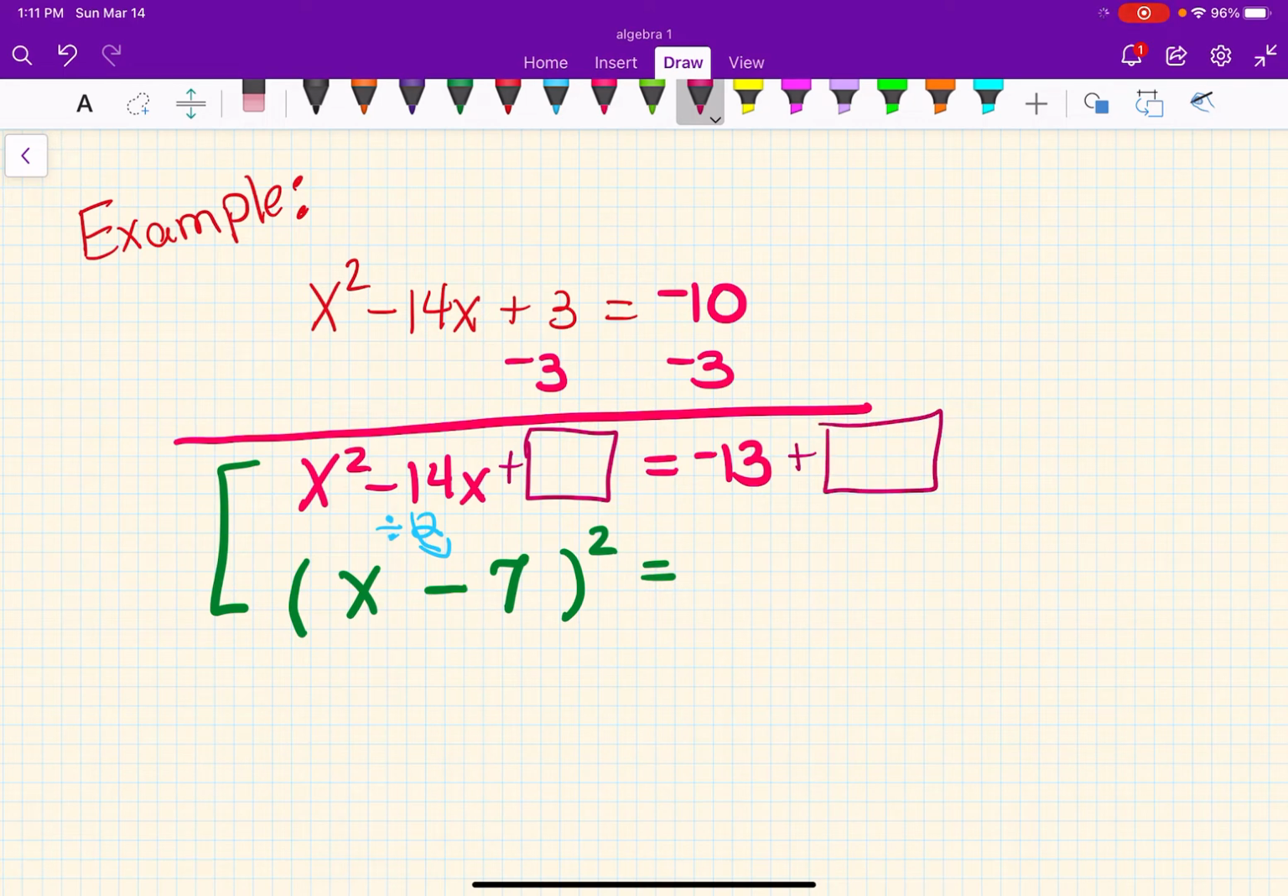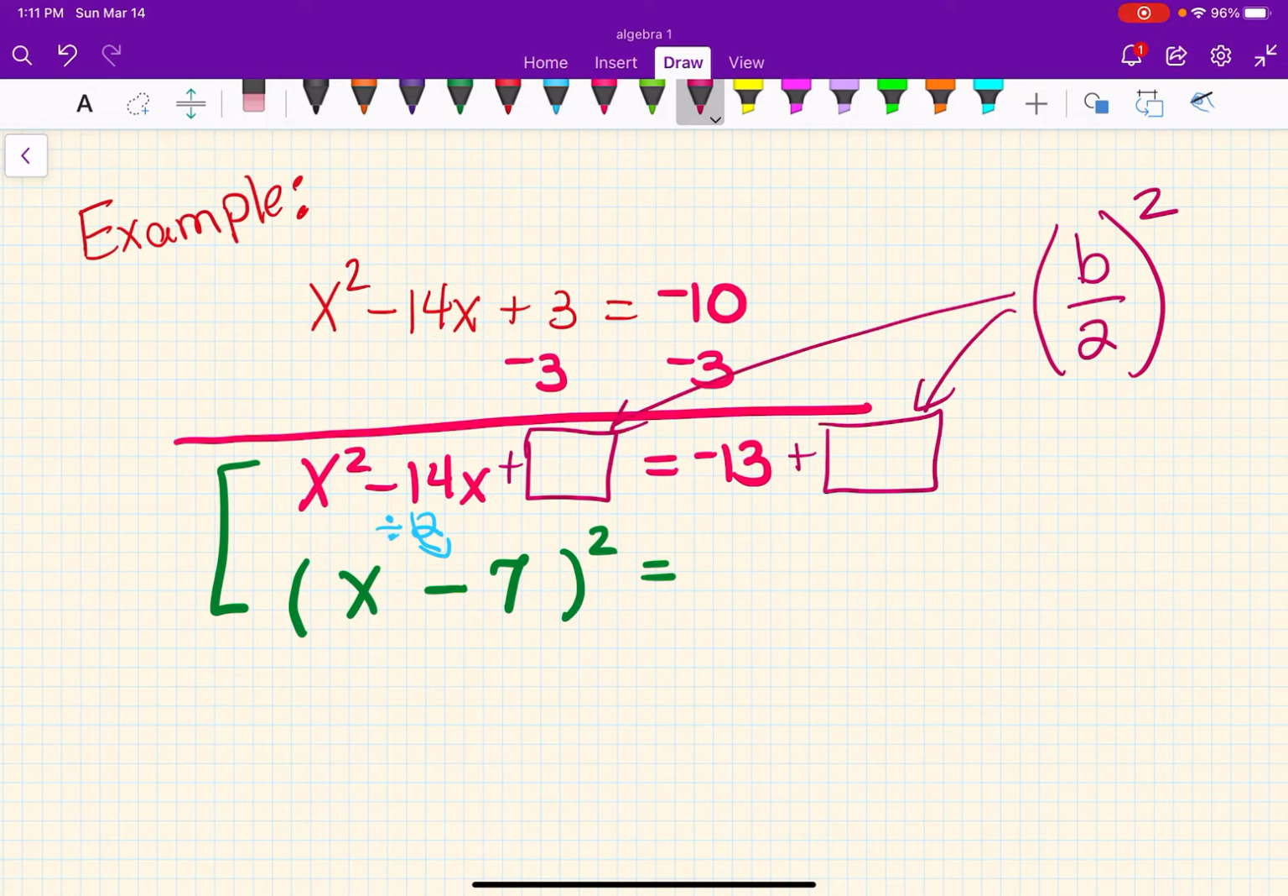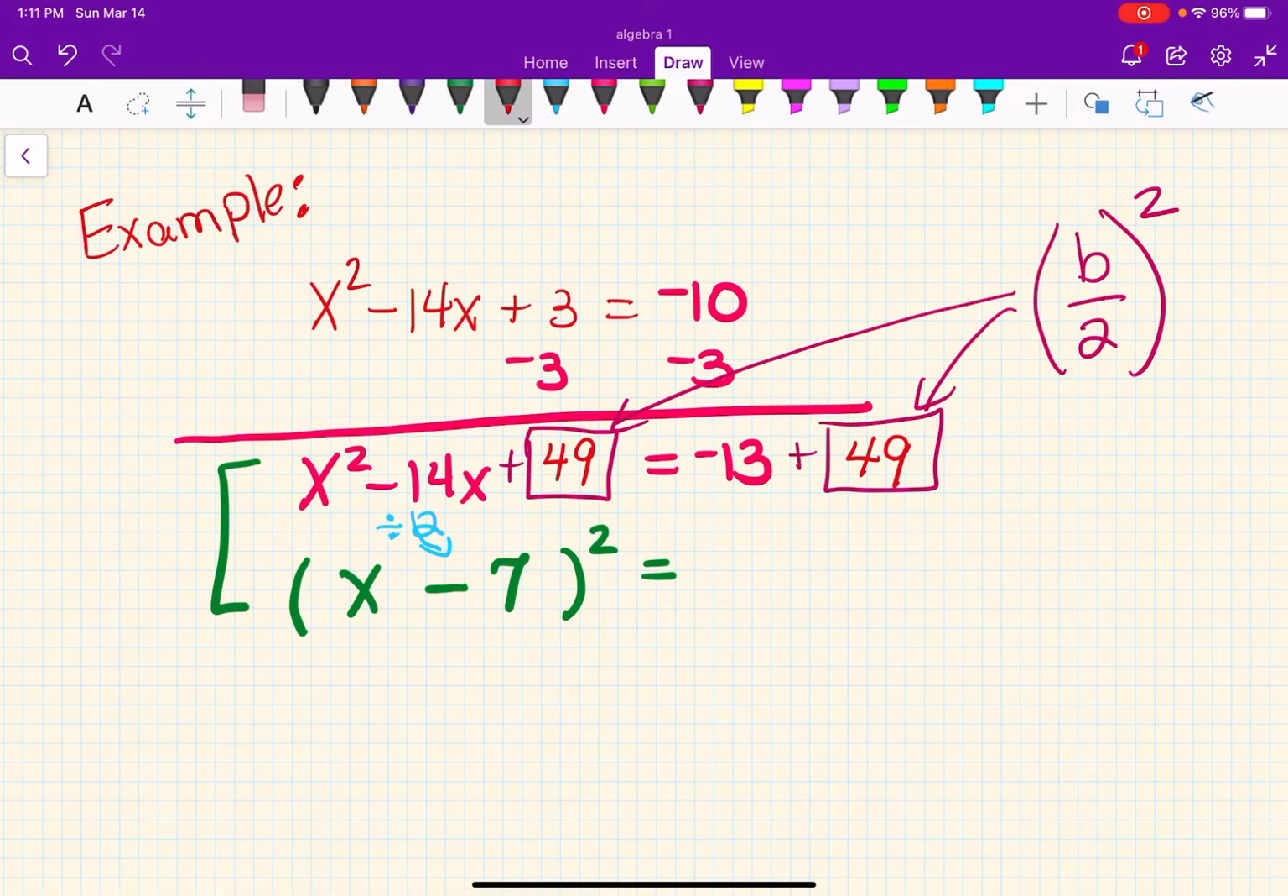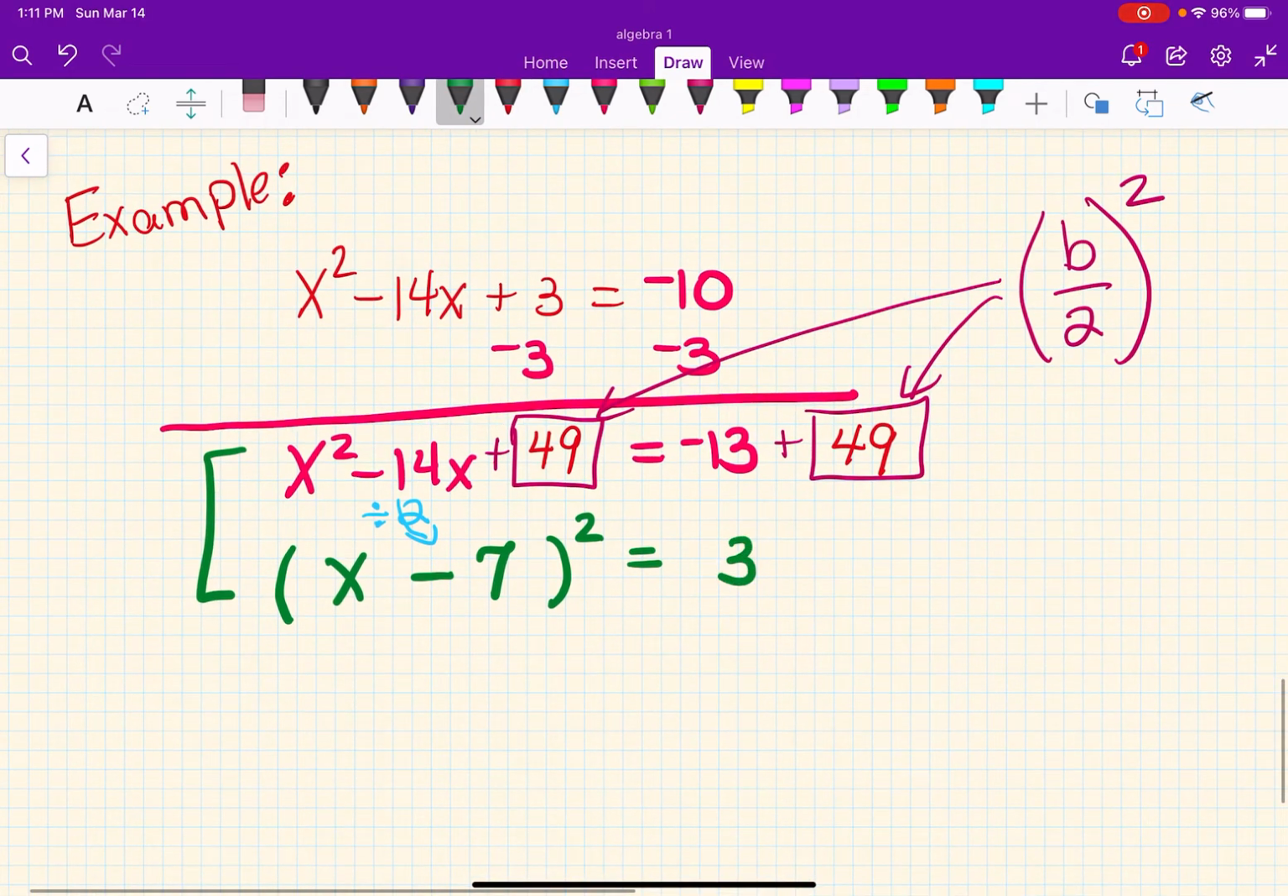Now what goes in the boxes is, after we half b, we're going to square it. And so I say things like this: half b, square it, put it in the boxes. Okay, so half of b was negative 7. We wrote that down. Now square negative 7. Now be careful. Negative 7 times negative 7 is positive 49. Every time you put something in the box, it's going to be positive because you're squaring a number. Okay, so then this gives us 36 down here. We're going to simplify the right-hand side, and now we have 36.